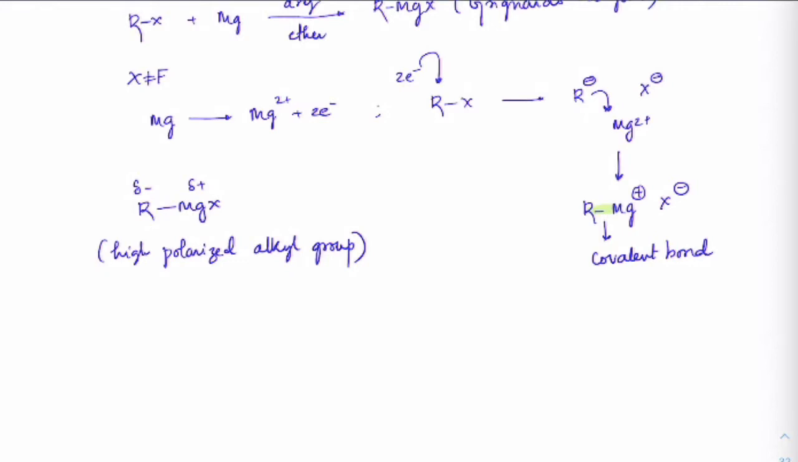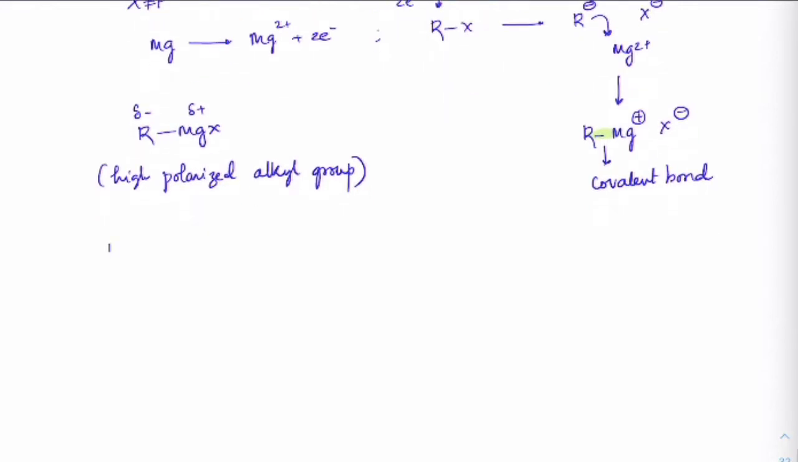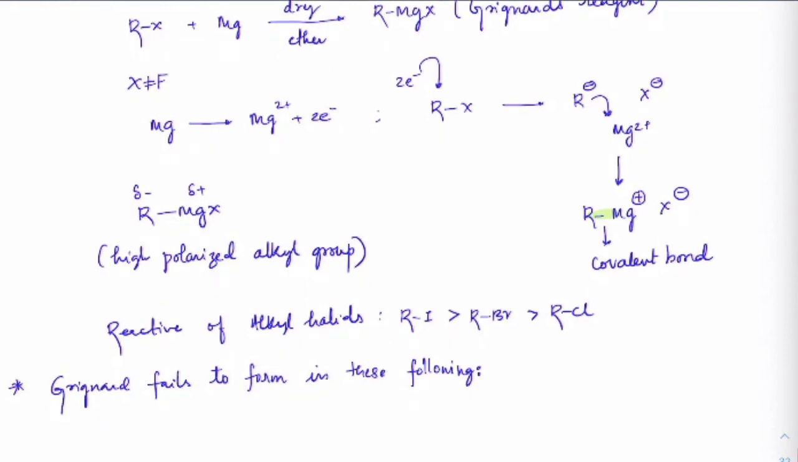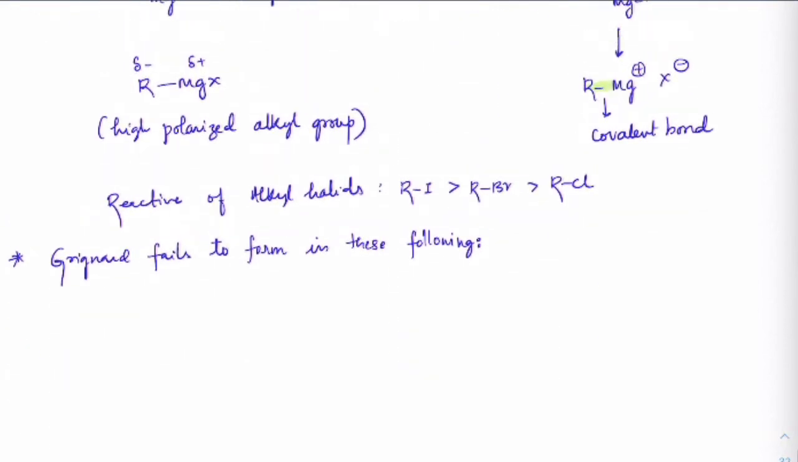If you see the reactivity of alkyl halides, we could say RI is more reactive than RBr, which is more reactive than RCl, for a simple reason: bond strength. The C-I bond can be easily broken.